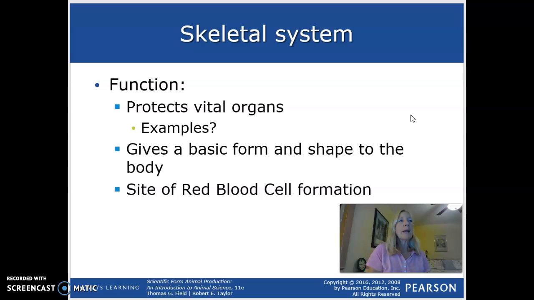Obviously, the skeletal system has a lot of functions, but one of the primary functions is to protect the vital organs. So if you might imagine, your ribs, your rib cage, and an animal's rib cage protects your heart and lungs. Your pelvis not only assists with you standing upright and walking, but it also kind of surrounds the reproductive organs. And the skeletal system in mammals is the site of red blood cell formation. So that's where your red blood cells are made, in your skeletal system, inside your bone marrow.